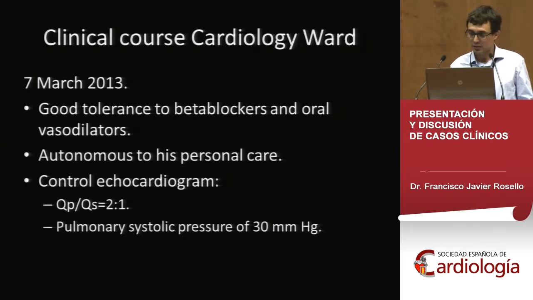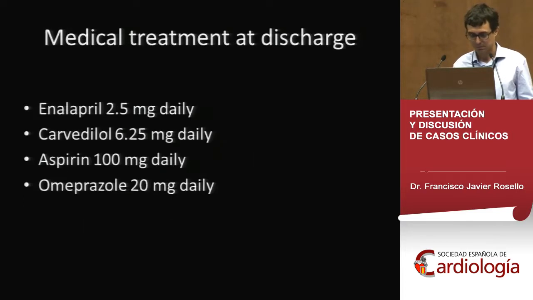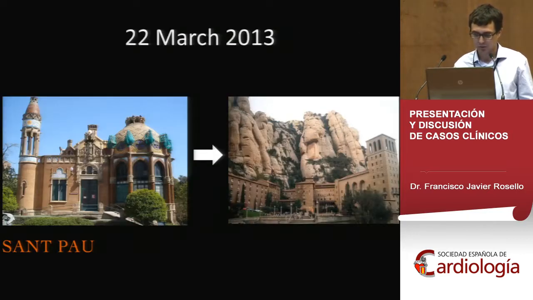The 3 weeks after his admission, the patient moved to the ward with good tolerance to the beta blockers and oral vasodilators. He was independent for his personal care, and the control echocardiogram finally showed a QP over QS ratio of 2:1 and an estimated pulmonary systolic pressure of 30. The medical treatment at discharge was enalapril, beta blocker, aspirin, and omeprazole.